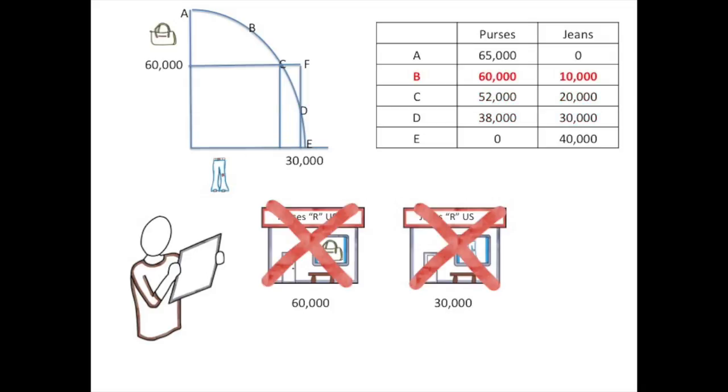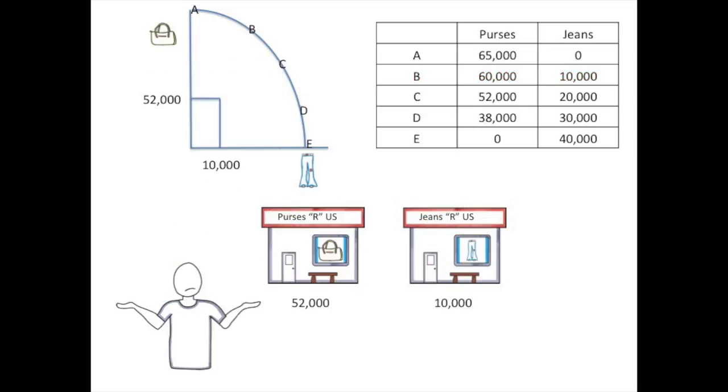Notice that some combinations of purses and jeans cannot be produced. For example, 60,000 purses and 30,000 jeans. Given the available resources, this society could not produce at that level. At 60,000 purses, society could only make 10,000 jeans.